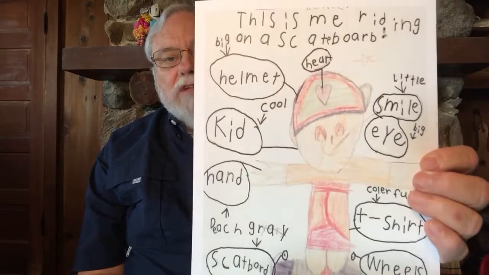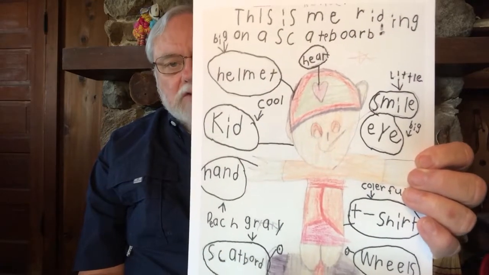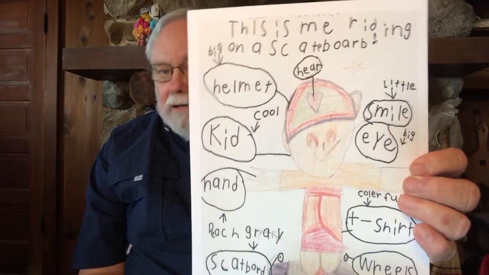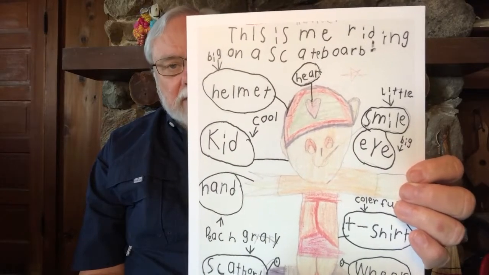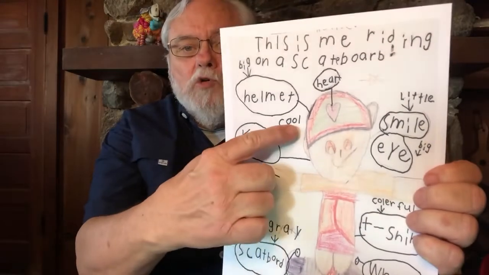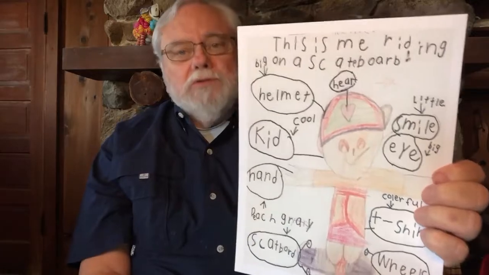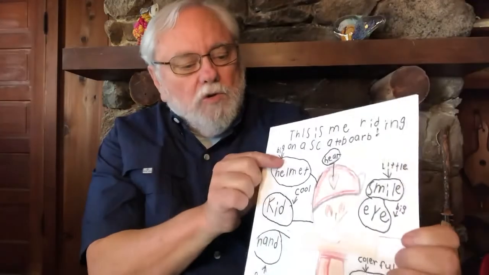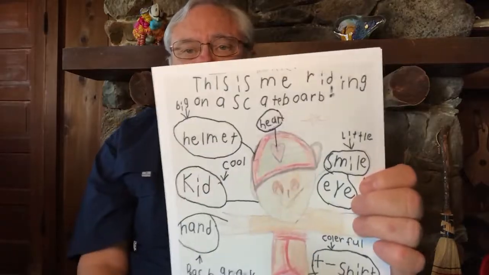So these are some pages that happened late in my kindergarten classroom after I had been doing a lot of modeling and the children had been doing a lot of copying. And so this child drew a picture by themselves of what they called a cool kid. So they used the word cool to describe their kid. And their cool kid had a big helmet and a little heart, a little smile, a colorful t-shirt, wheels on their skateboard, a peach hand, and she wrote up on top, "This is me riding on a skateboard."